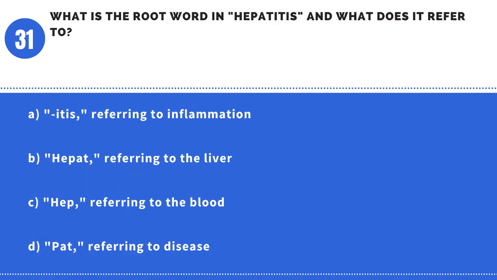Question 31. What is the root word in hepatitis, and what does it refer to? A. Itis, referring to inflammation. B. Hepat, referring to the liver. C. Hep, referring to the blood. D. Pat, referring to disease.